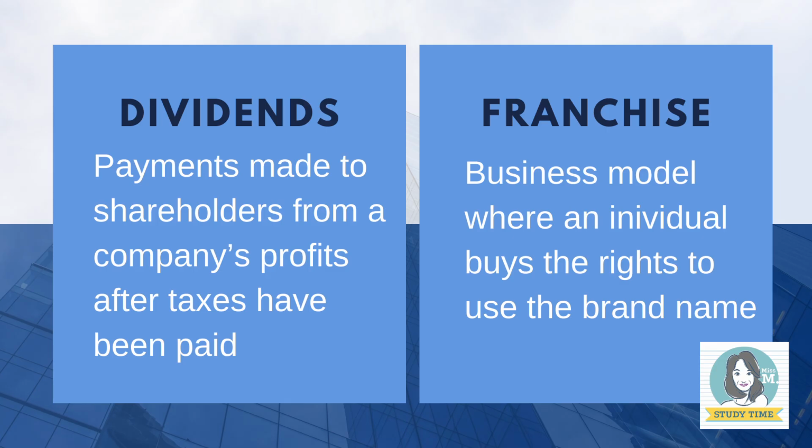Dividends are payments made to shareholders from a company's profits after taxes have been paid, and they are the returns that shareholders receive for investing in the company. Essentially, when a company makes a profit, it can distribute a portion of that profit to its shareholders as dividends.